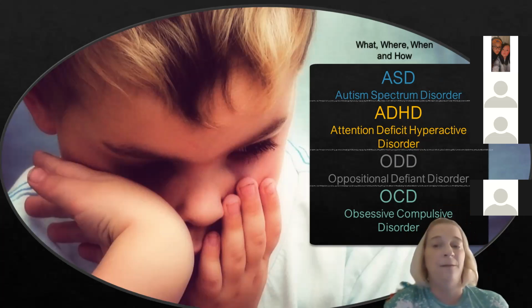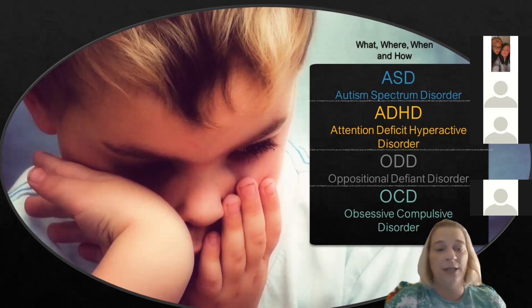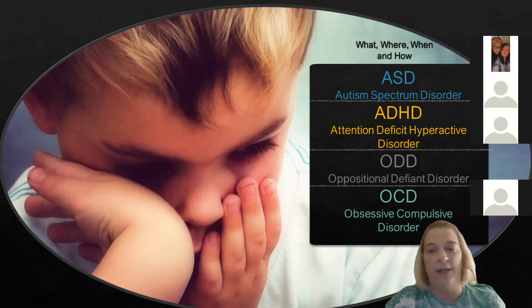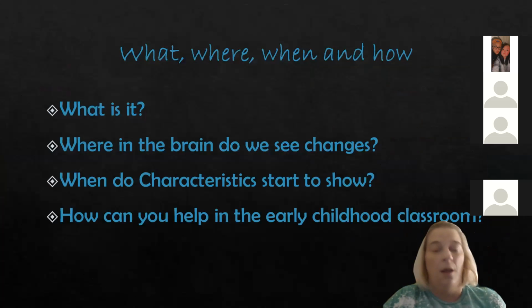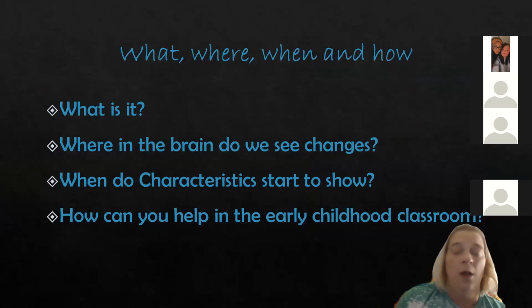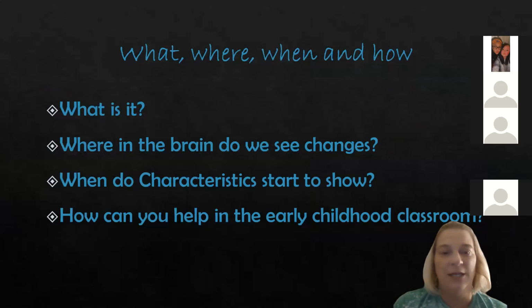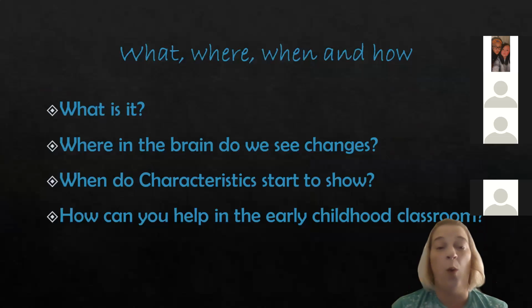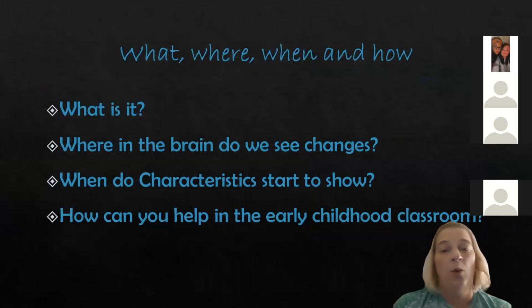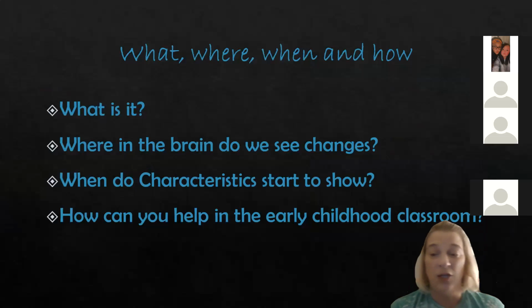Going over autism, ADHD, ODD, and OCD. Most of you are going to know what those are, but that's why I put these out there, okay? I tried to organize it as best I could. We're going to go over what it is and where in the brain we are seeing changes.